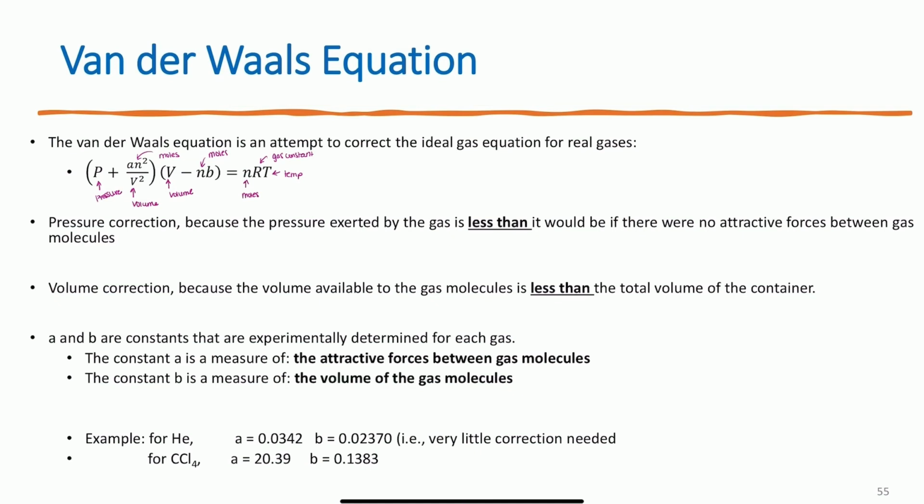For example, for two different systems here, we've got helium and carbon tetrachloride. For helium, we see the a and b constants, a 0.0342 and b 0.02370. Basically, very little correction is needed or necessary for helium. But for carbon tetrachloride, we have an a value of 20.34, a b value of 0.1383. This is showing me that carbon tetrachloride has a very large attractive force. It is going to agglomerate. Those molecules are going to stick together and attract to each other, have those forces holding them together as more than one particle a lot stronger than, say, a helium atom. b, volume, is definitely bigger as well. Carbon tetrachloride is just a bigger molecule than helium is.